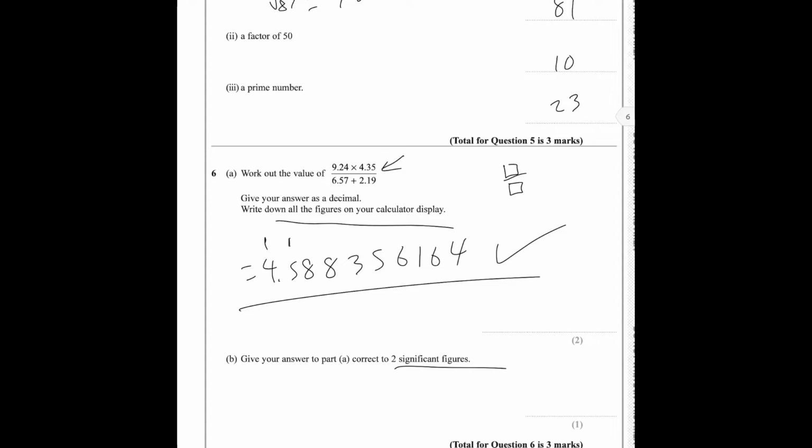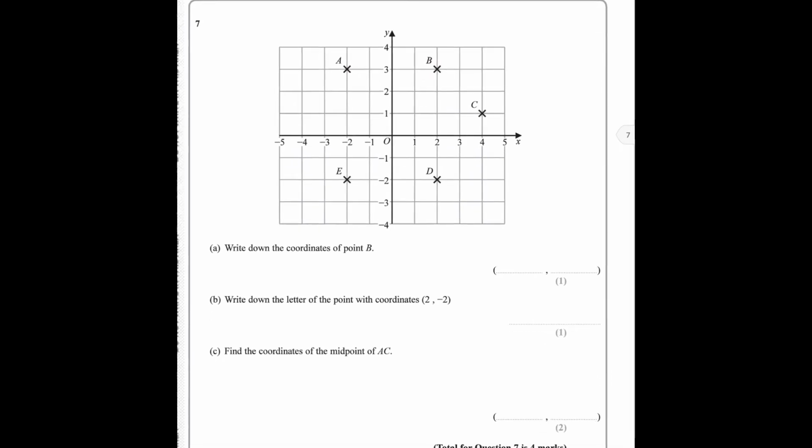Give your answer correct to 2 significant figures. Since this is 1, 2, the third significant figure is that portion. It's going to make it 4.6. It's going to round this 5 up to 6. Let's move on to the next question.